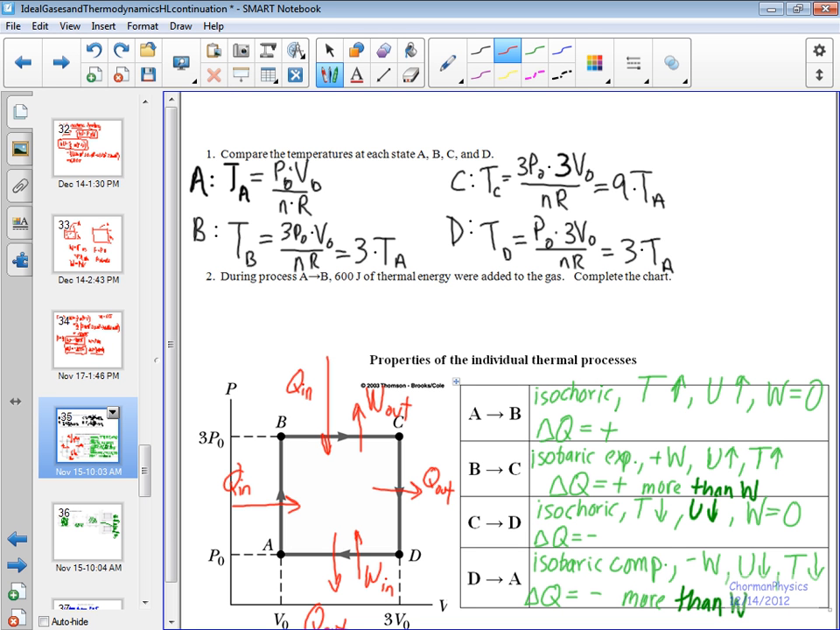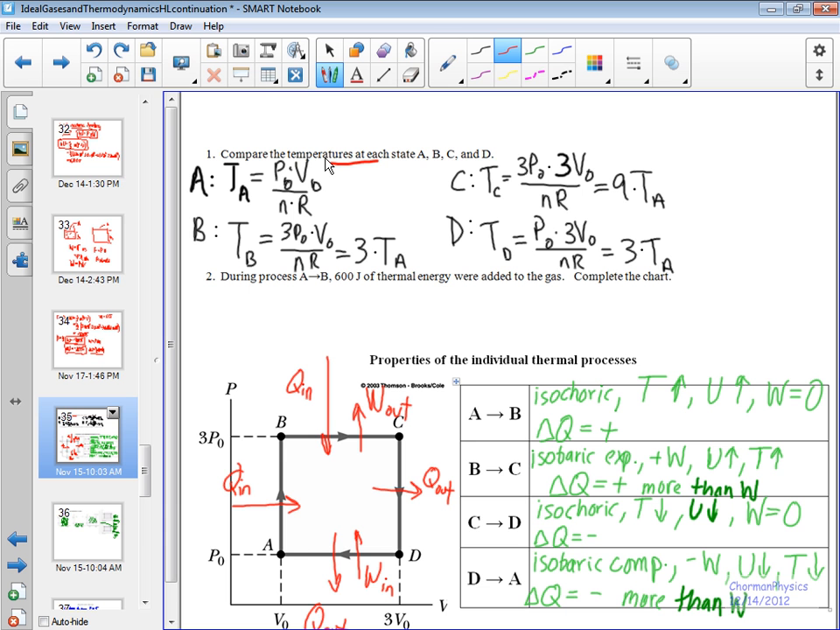Okay, a little bit of state variable review here. Using the ideal gas law, we can calculate the temperatures of each of the states. The temperature at state A is just P naught times V naught divided by nR. At state B, using the values we have, it's 3 P naught times V naught, and that's just 3 times the temperature at A. At state C, we're at 3 times the original pressure and 3 times the original volume, so it's 9 times the temperature at A. And finally, for state D, it's 3 times the temperature at A.